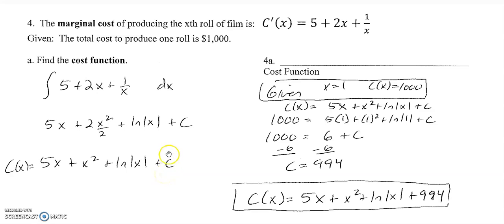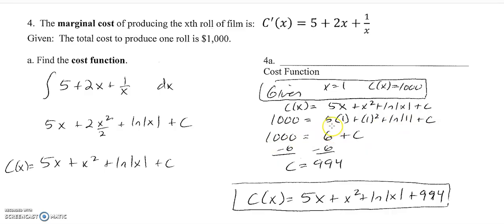The issue there is we don't know what c is. So we have to be given that cost for one roll is $1,000. So we can plug in 1,000 into our cost. Everywhere there's an x, our input is 1. And then we can solve for c. So we have 1,000 equals 5 times 1 plus 1 squared plus ln absolute value of 1 plus c.